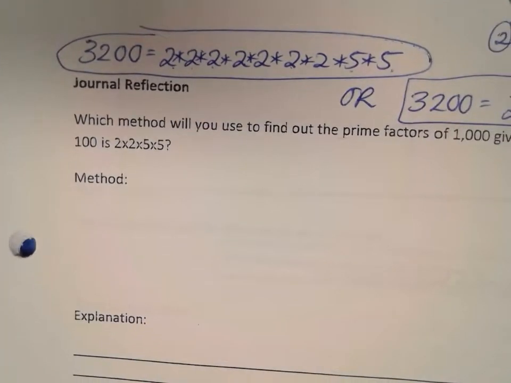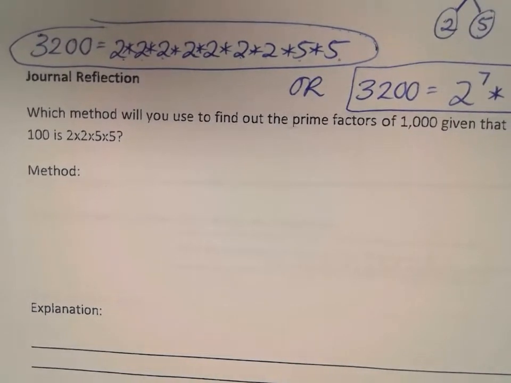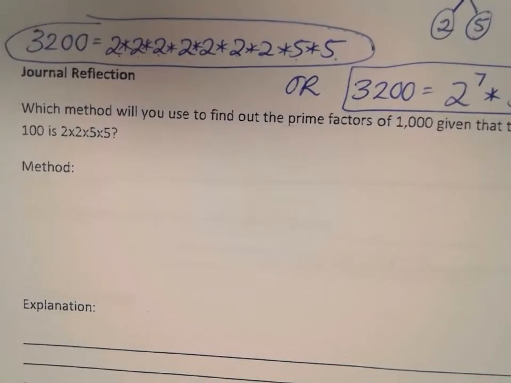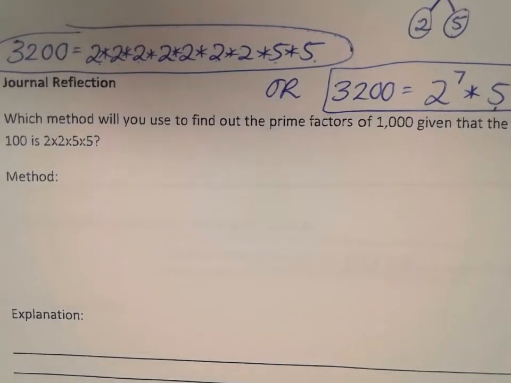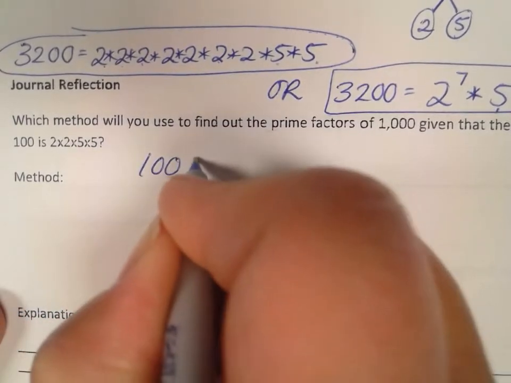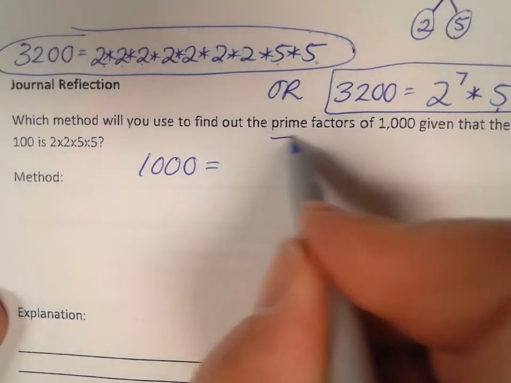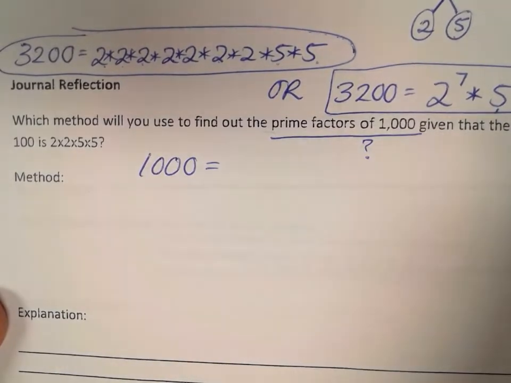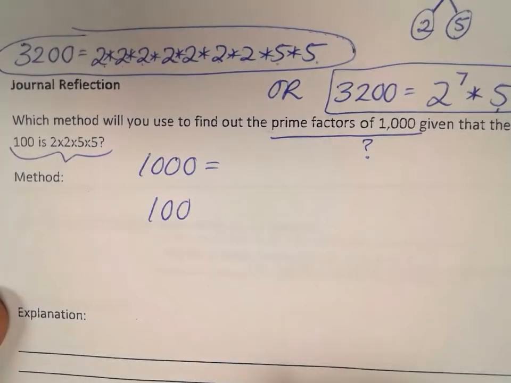We have one more to go before you try it on your own. So it says in the journal reflection, which method will you use? I want to go from 1,000 to 100. They give me 1,000, and they ask me to find its prime factors. That's the question. And then they give me 100, and they already broke it down for me.